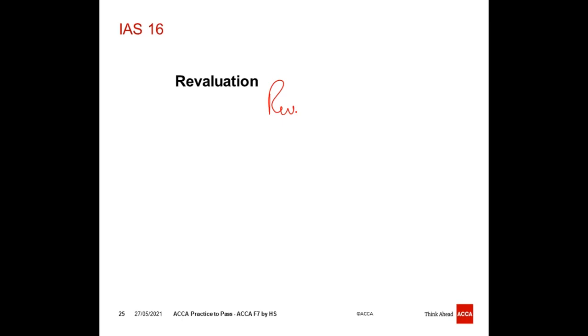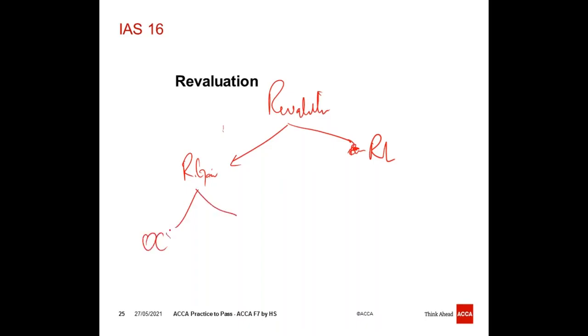Now, whenever we are going to make the revaluation, there will be two situations: we have a revaluation gain or a revaluation loss. Revaluation gain will go in the equity side, OCI, or income statement. Revaluation loss will go in the income statement, or it might reduce the revaluation gain we have recognized.